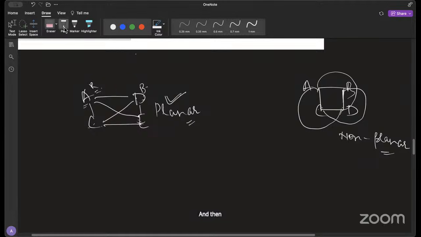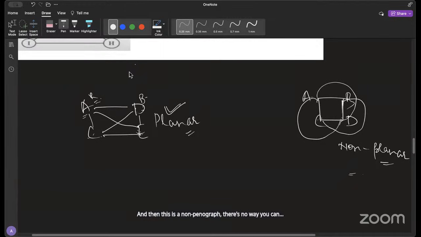And then this is a non-planar graph. Is there a way to do this? Then this can also be made in this manner, right? Yes, ma'am. BC you take in the middle, and AD you take this one. You don't need AD to cross.